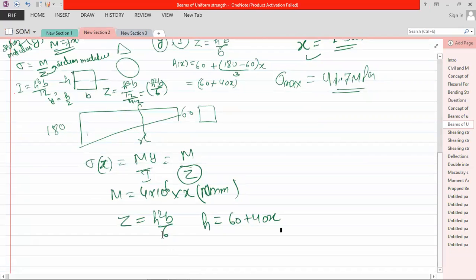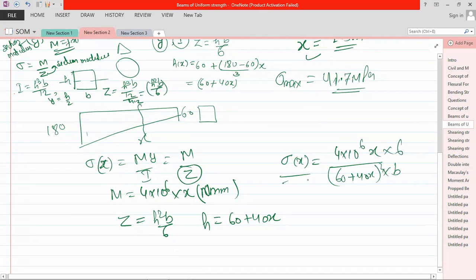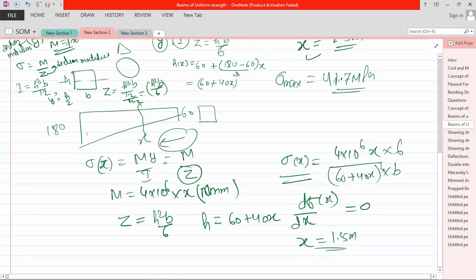Now, put that value, obtain sigma as a function of x, and that comes 4 into 10 to the power 6 x upon (60 plus 40x) whole square into b divided by 6. Now this is a function of x. For maxima and minima, you need to differentiate sigma with respect to x and equate it to 0. You obtain the location that is equal to 1.5 meter from this end where the maximum bending stress is occurring, and if you put this value in sigma, you can obtain the maximum bending stress.